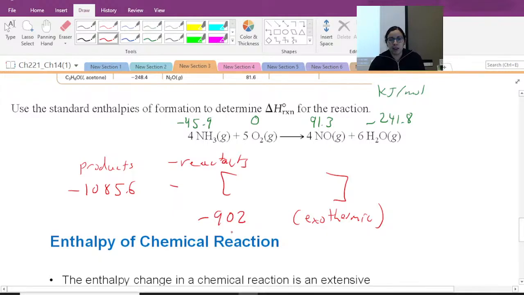Excellent, so did we all get negative 902? And that would have been kilojoules. So just watch the signs. Kilojoules per mole? Well, now it's no longer per mole, right? Because we multiplied it by the appropriate coefficients to just leave us with kilojoules. Okay.